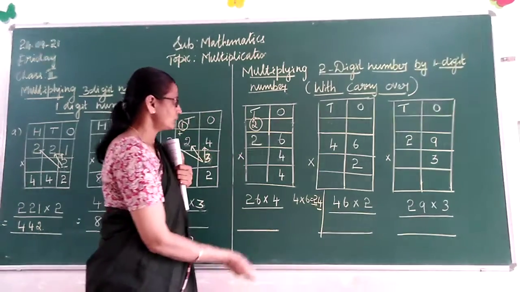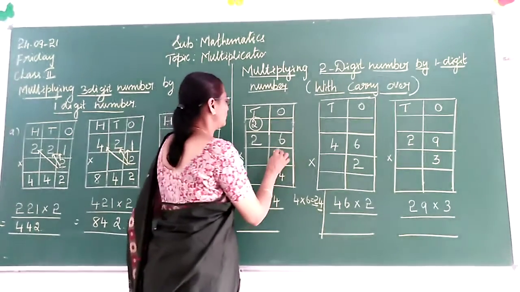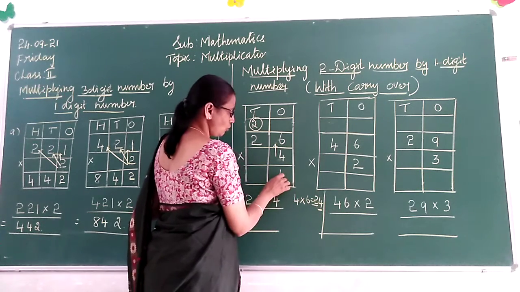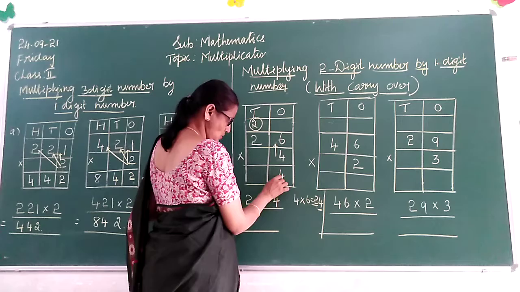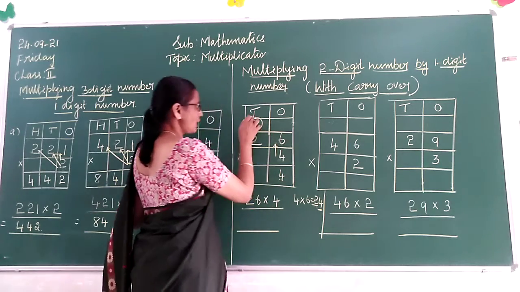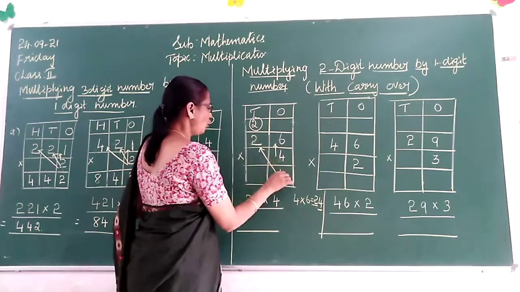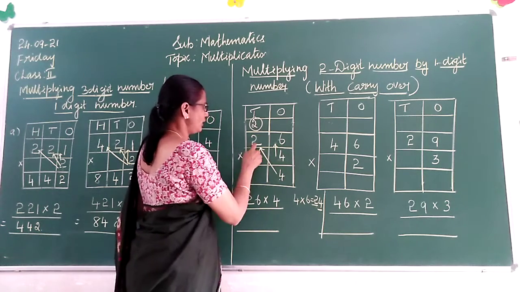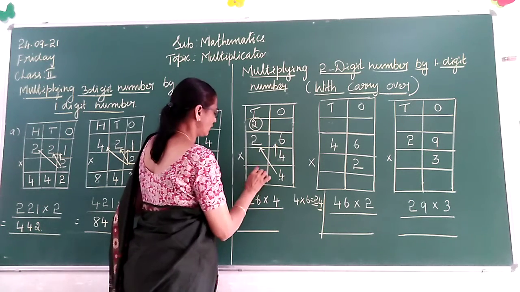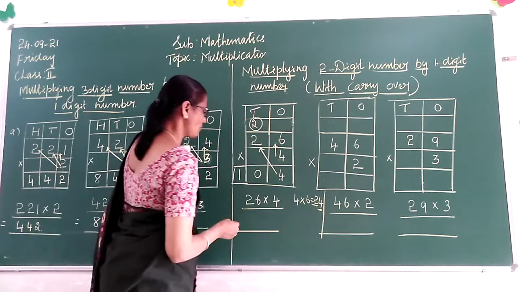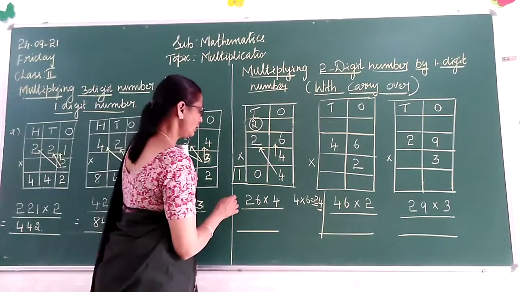Okay. So, first step is multiply the 1's. 4 sixes are 24. 4 you write in the 1's place. This 2 is carry over. Then second step is 4 multiplied by 2 is 8. 8 plus 2 is 10, children. So the answer is 104.